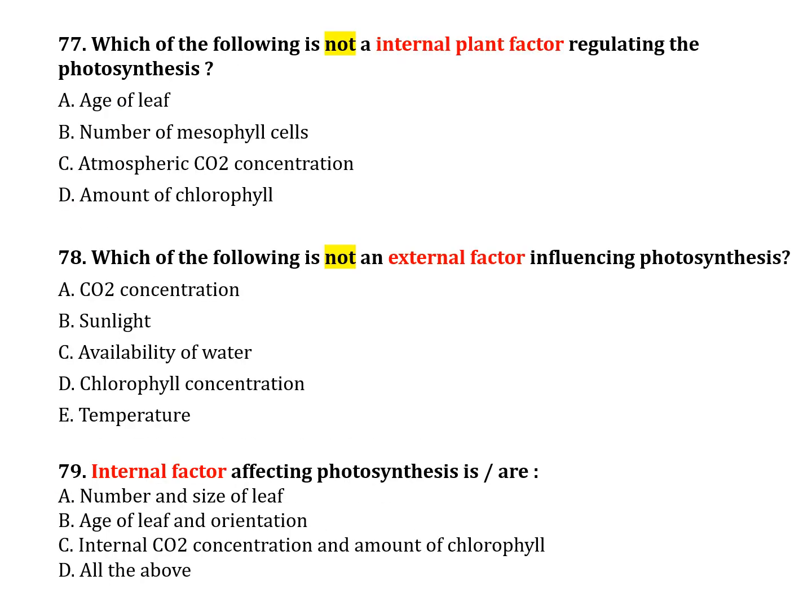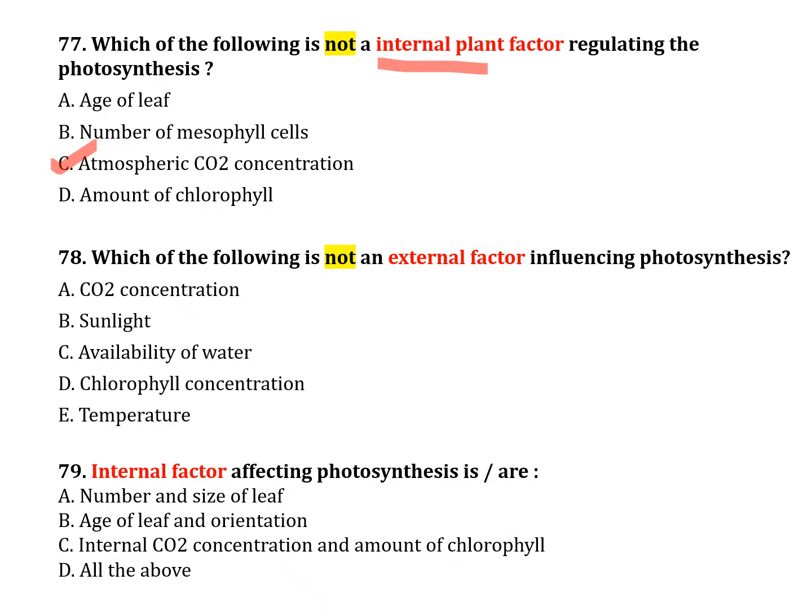The next question, number 77. Which of the following is not an internal plant factor regulating the photosynthesis? Option A, age of leaf. Option B, number of mesophyll cell. Option C, atmospheric carbon dioxide concentration. Option D, amount of chlorophyll. Correct answer is option C, atmospheric carbon dioxide concentration.